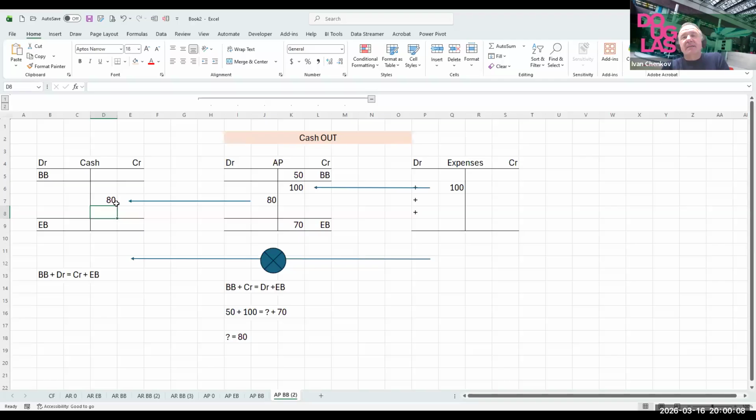Let's see what's happened in this case. Our expense is 100, no questions about it. But when we compare the beginning balance versus the ending balance, the ending balance is higher than the beginning balance, correct? So we're building accounts payable. If we're building accounts payable, that means we're not using the cash. We're preserving the cash. That means we're paying less than the expenses for the period. Make sense?